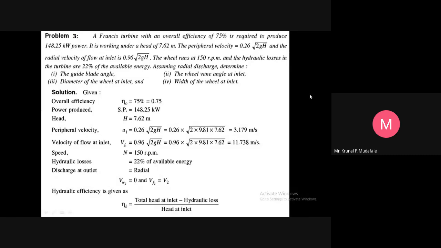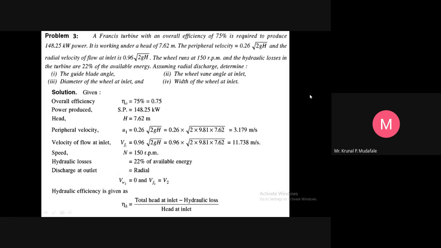The peripheral velocity is 0.26 into under root of 2gH. As we know, the peripheral velocity is the velocity of the wheel, whatever the u1 and u2 at the inlet and outlet. So the peripheral velocity at the inlet is denoted by u1, and they give it as 0.26 under root of 2gH. Any type of velocity can be calculated by the formula under root of 2gH, multiplied here by 0.26, which is the coefficient already given in this numerical.